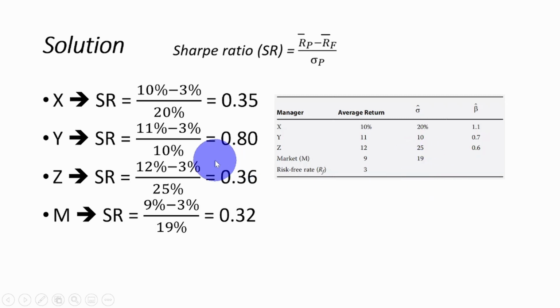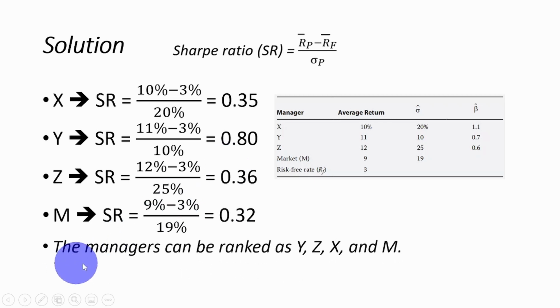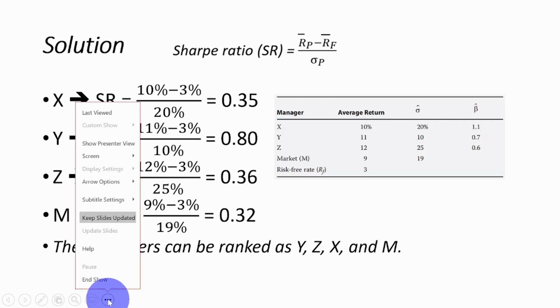So if you look at the Sharpe ratios we have computed for these 4 portfolios, you can see that portfolio Y has the highest Sharpe ratio. So if we are ranking, Y will be 1, followed by Z, then X, then the market portfolio. So the managers can be ranked as Y, Z, X, and M.